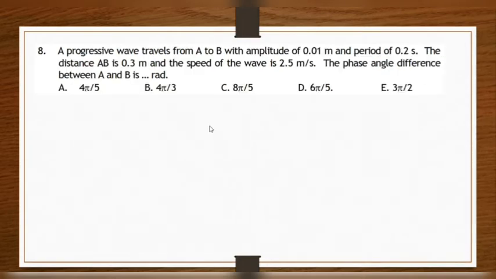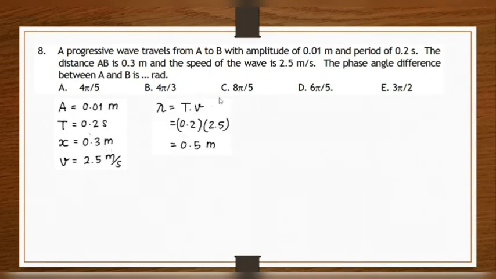Number 8. A progressive wave travels from A to B with an amplitude of 0.01 meter and a period of 0.2 seconds. The distance AB is 0.3 meters. The speed of the wave is 2.5 meters per second. We want to find the phase angle difference. So let's write down what we know. Amplitude is 0.01 meter, period 0.2 second. Distance AB is equal to x, 0.3 meter, and the speed of the wave is 2.5 meters per second.